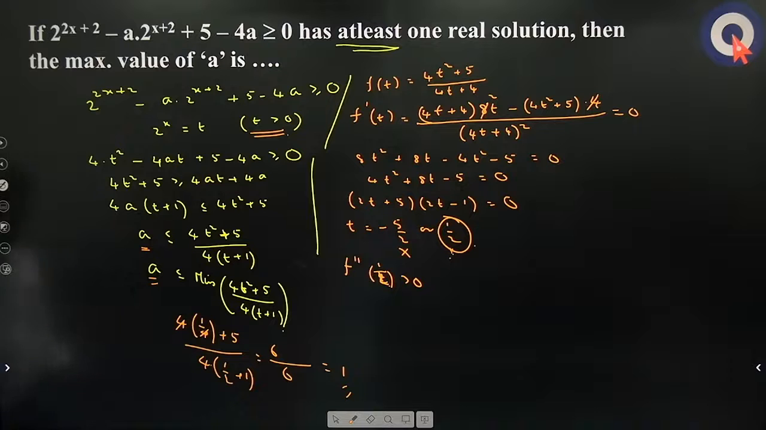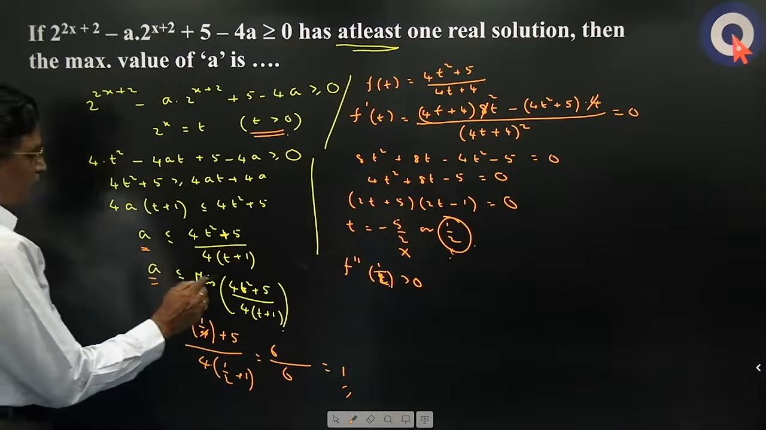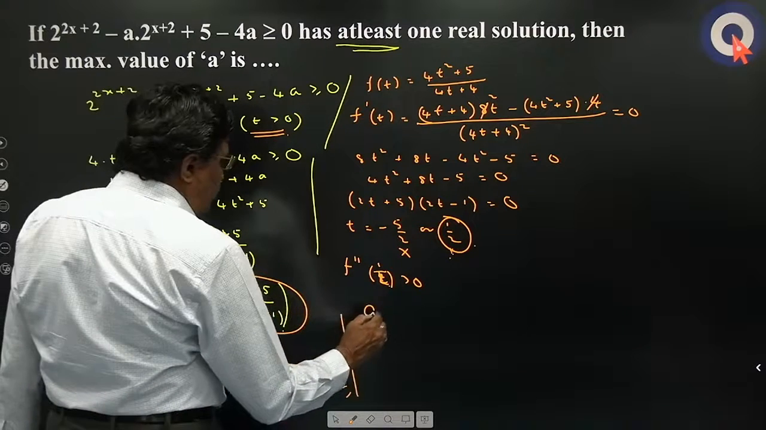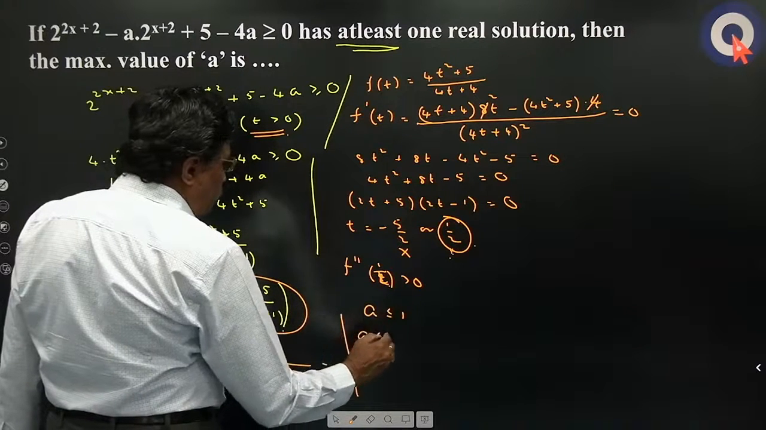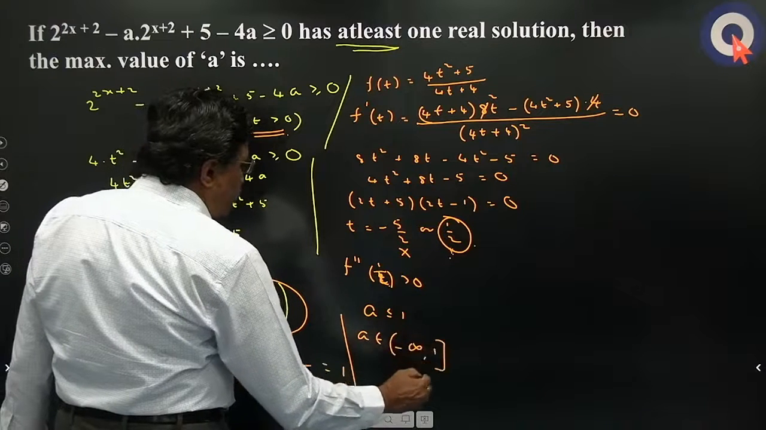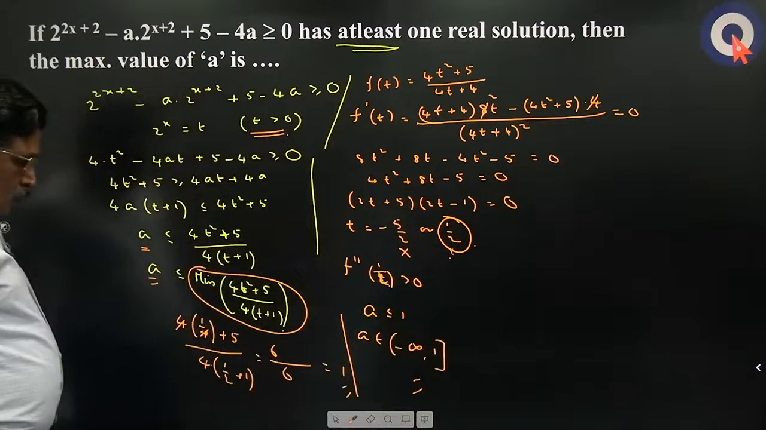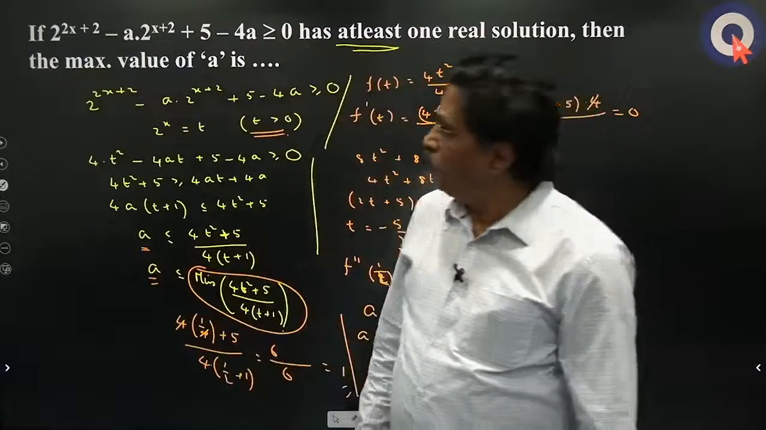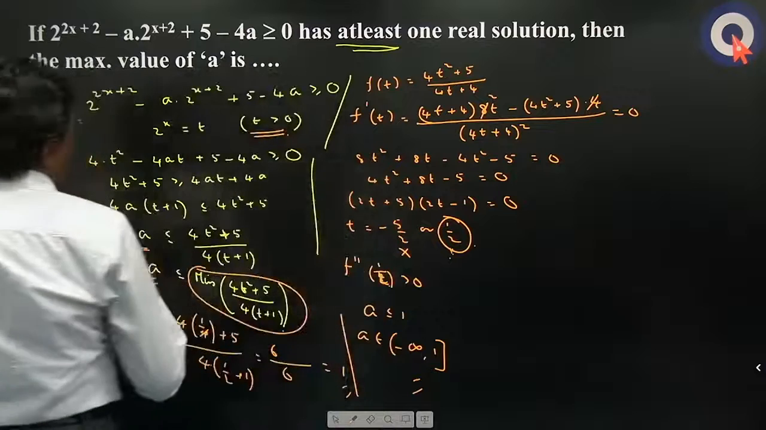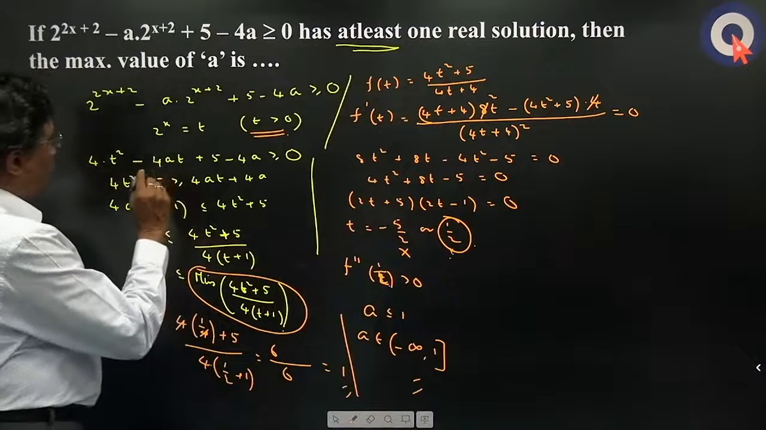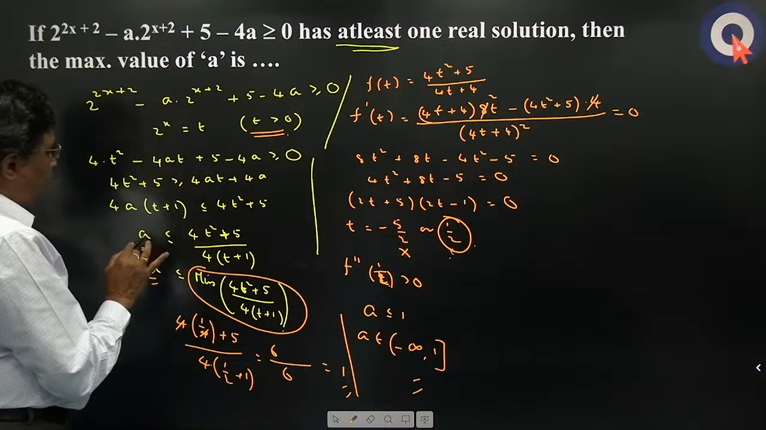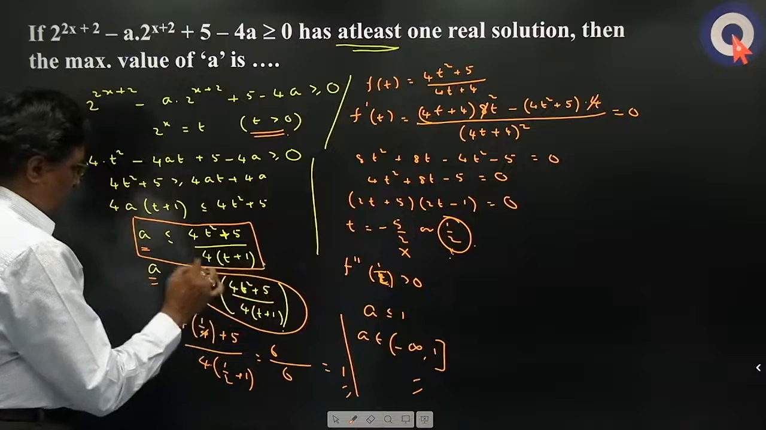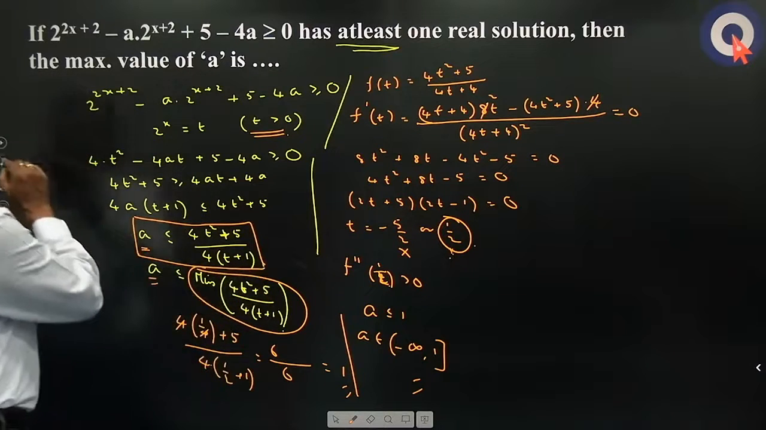So, what you got is A is less than or equal to the minimum of this, which is 1. So, what you got is A ≤ 1. So, that means A belongs to (-∞, 1]. So, let us go ahead and see the next problem. Here the most important thing is to write this inequality. This inequality is paving the path for getting the solution. So, let us see the next one.